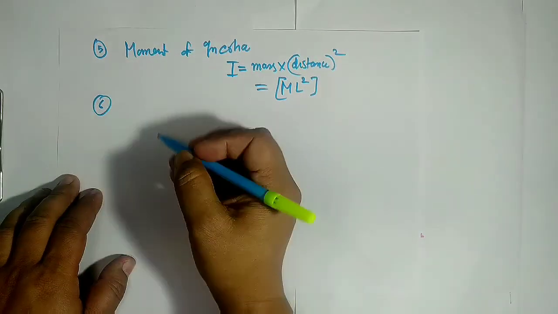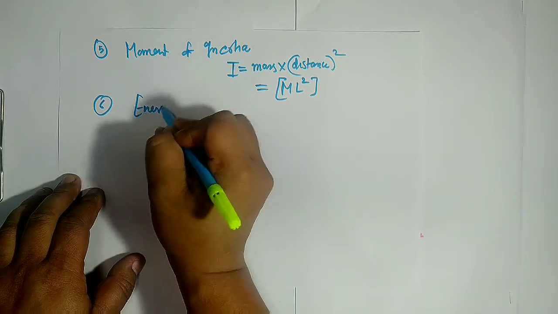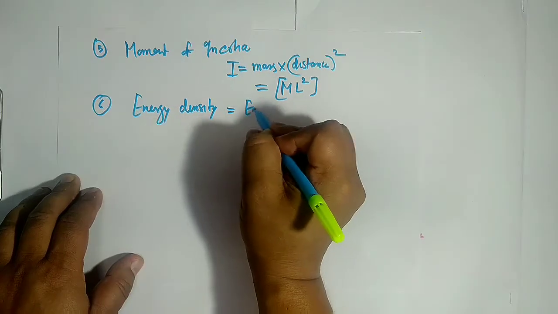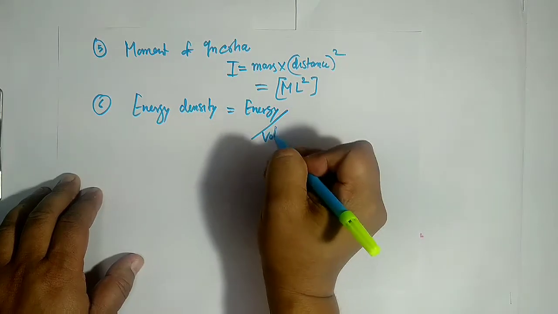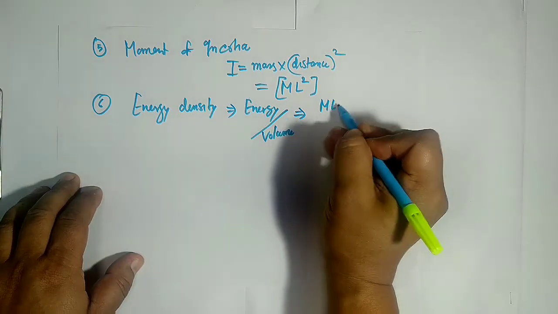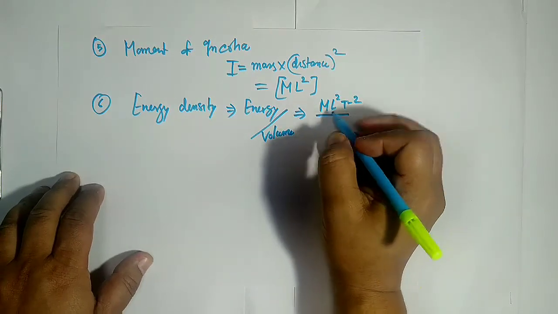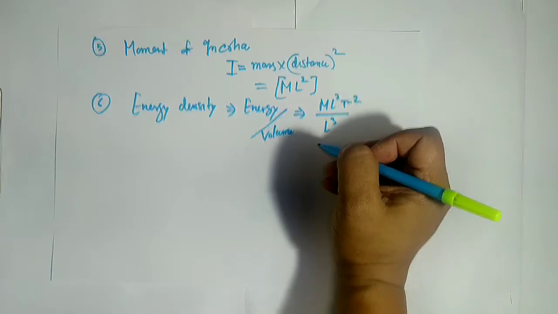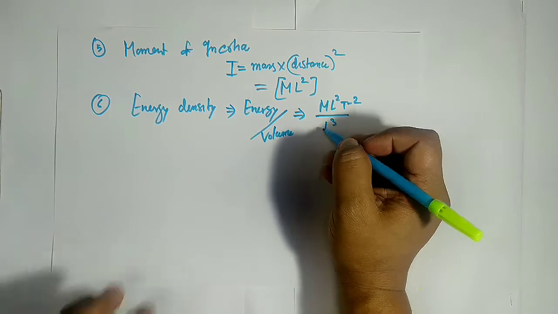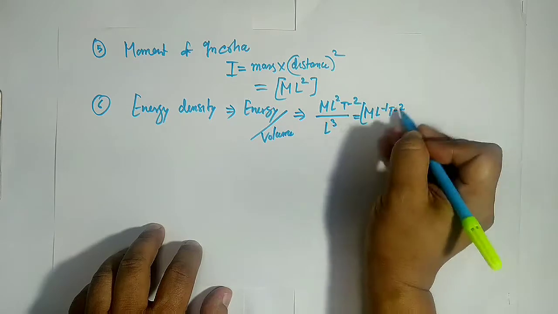If I ask you, there's another word, energy density. Now energy density is also in fluids. And you know energy density is energy per unit volume. Energy, whether potential energy or kinetic energy, is ML^2T^-2. Volume is L^3. So can you find out the energy density from here? Yes, certainly. Calculate it. It will be ML^-1T^-2.